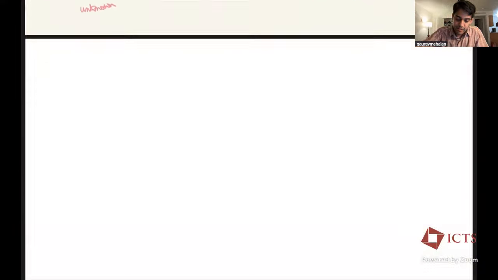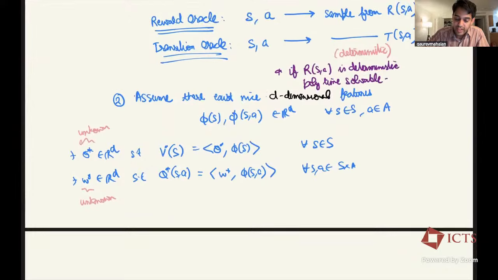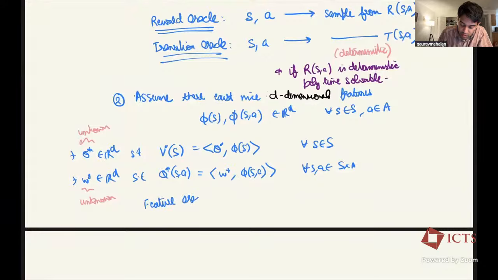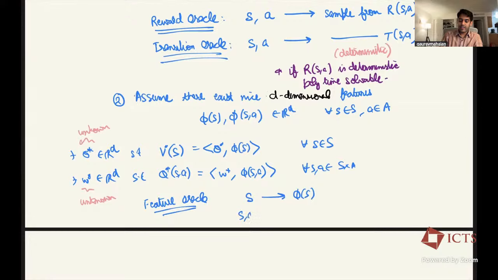And one more thing we need here is how to actually access these features. So we need a feature oracle, which, given a state, tells you psi of S, and given a state-action pair gives you psi of (S,A). Anytime you want any of these feature vectors, you just ask this feature oracle for it. You don't even need to be in the state, so that makes the problem a whole lot easier, actually.